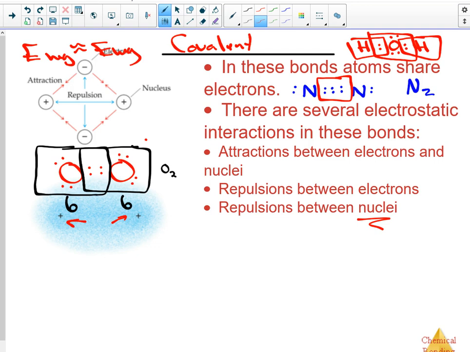There are several electrostatic interactions in these bonds. There's an attraction between the electrons and the nuclei. There's repulsion between electrons, and there's repulsion between nuclei. I wouldn't stress much about all that fine detail, but just know they're going to share electrons in order to obtain an octet. You okay with that?